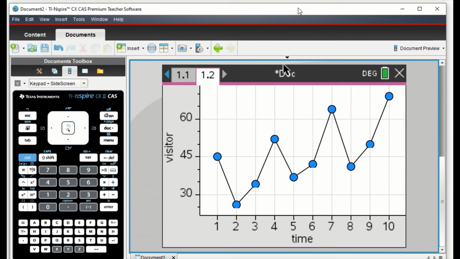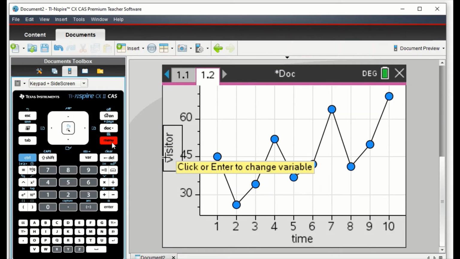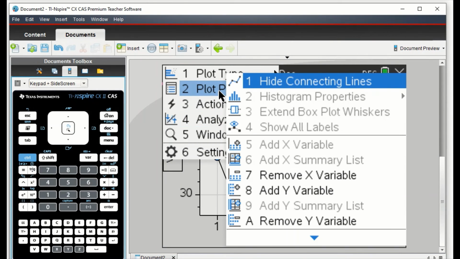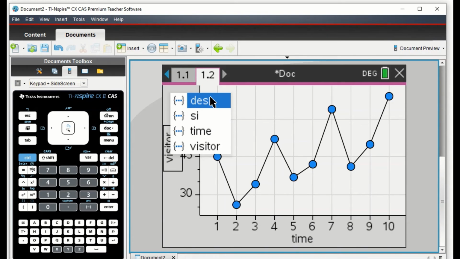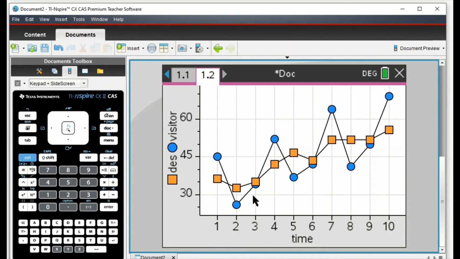Okay, so now what we need to do is add in another variable in our y here, so that we can compare the difference after we deseasonalize the data. Okay, so menu, plot properties, then add in the y variable. The calculator will show you like this. Then we just input what we want to see, the difference after we deseasonalize the data. All right, so you can see the yellow color is the data that you get after you deseasonalize the data.